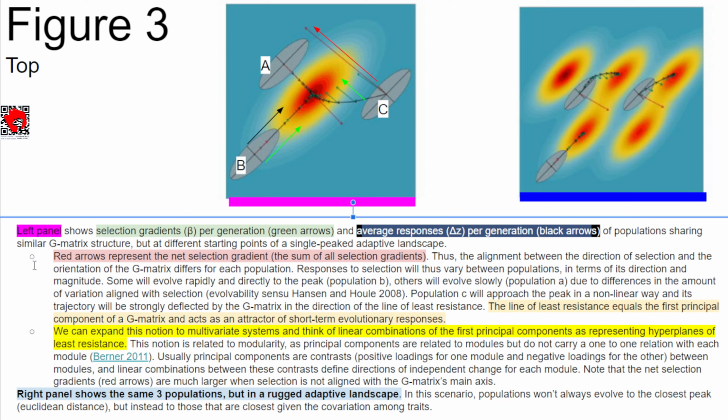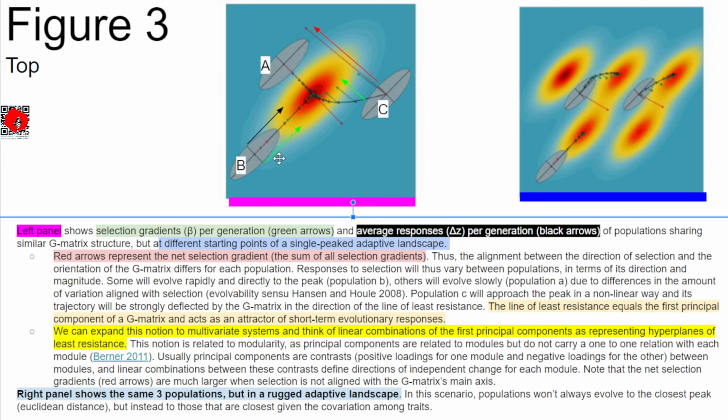Populations are sharing a similar G-matrix structure, but different starting peaks of a single-peaked adaptive landscape. So, the covariational architecture is fixed so that trait X and Y have a positive covariance. That's why all these ovals are pointing in the same direction with the Y equals X line. And then there are populations that start below the adaptive fitness peak in both traits or above in one and so on. And this figure shows that when there's a single fitness peak, different populations are going to have different trajectories to that fitness peak.